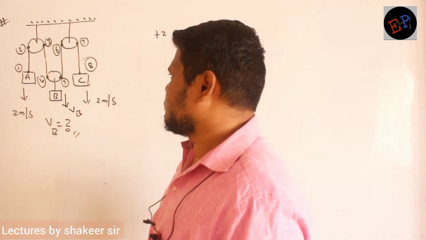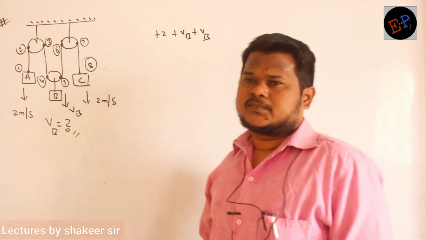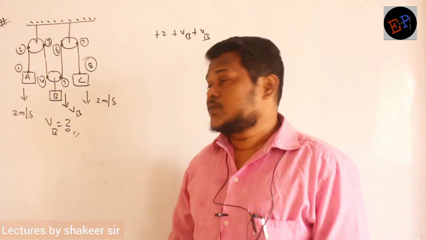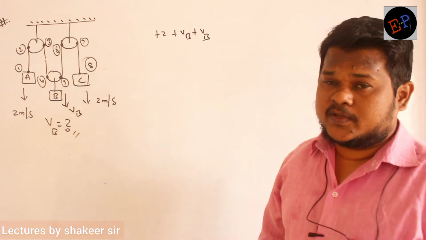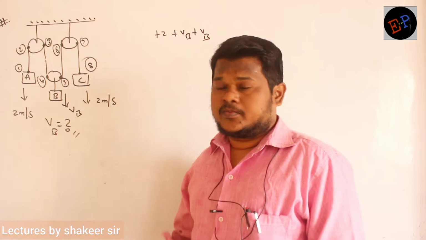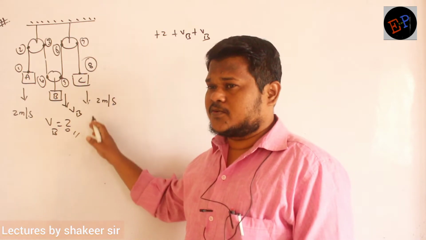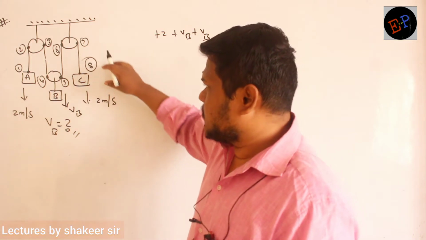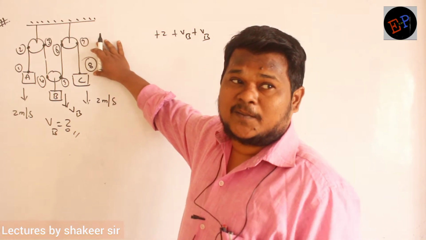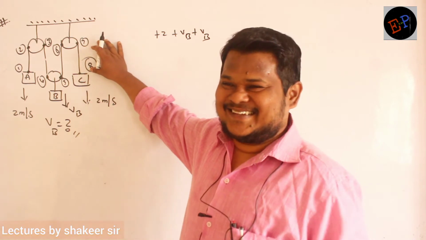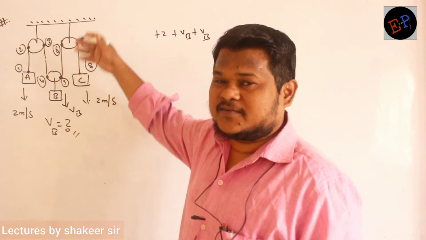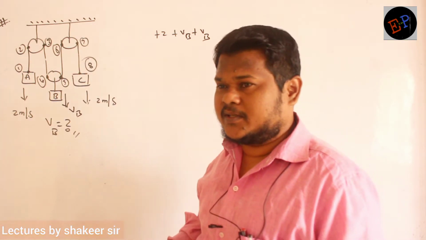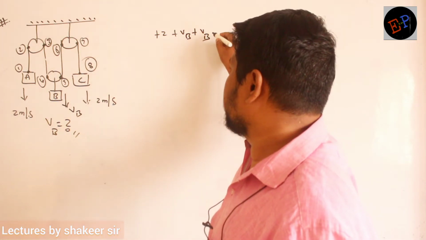Now what about the velocity of point 8? Plus 2 or minus 2? Plus 2. Why plus 2? Because this is going downwards, no? Block C is going downwards. This point 8 is also going downwards. If it goes downwards, what happens to the length of this string? Length of this string increases. If length of the string increases, such velocity should be taken positive. So I will take plus 2.